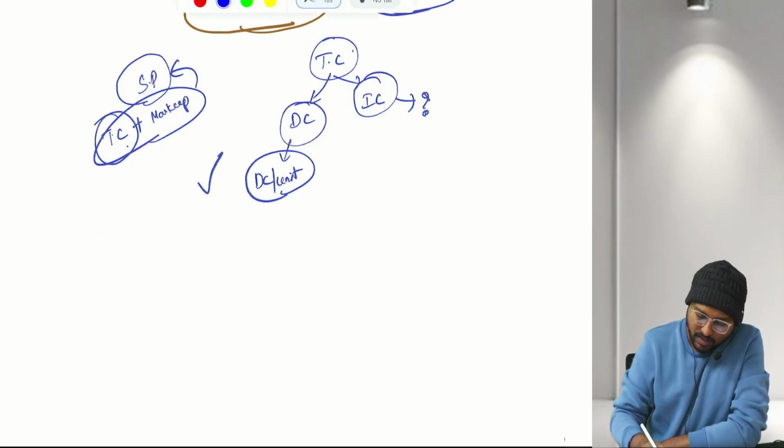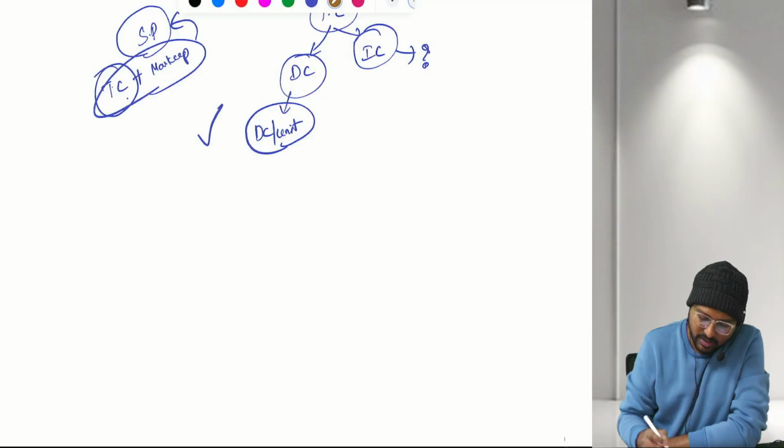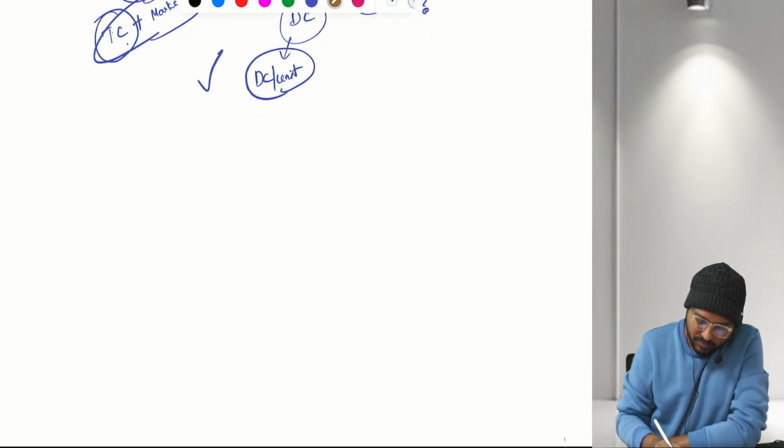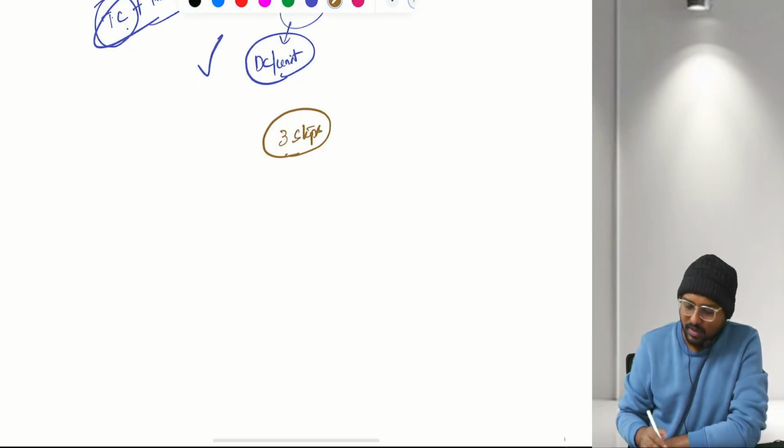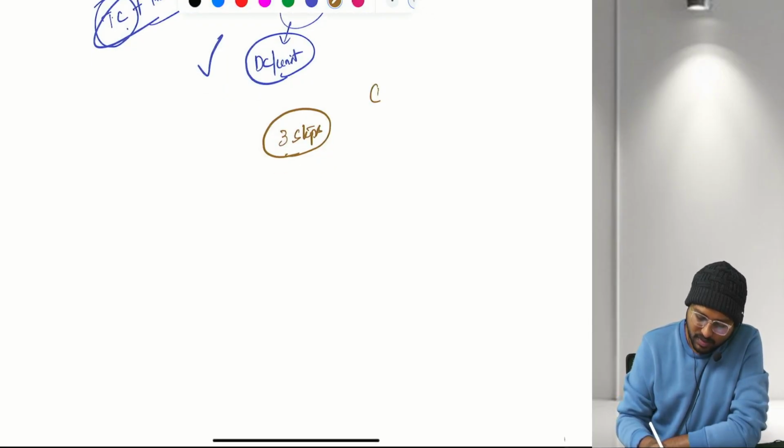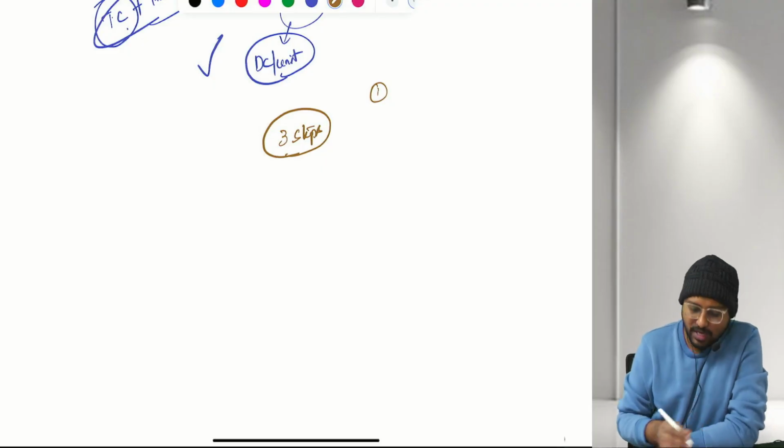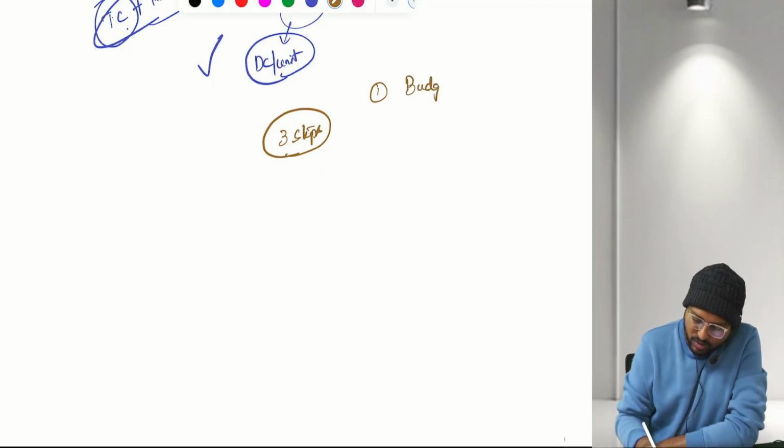Now, the biggest question is, how are we going to find this? You guys remember anything? So, we have 3 steps to find that. Correct? The first step will be what we have to do. We need to budget your overheads. Correct?